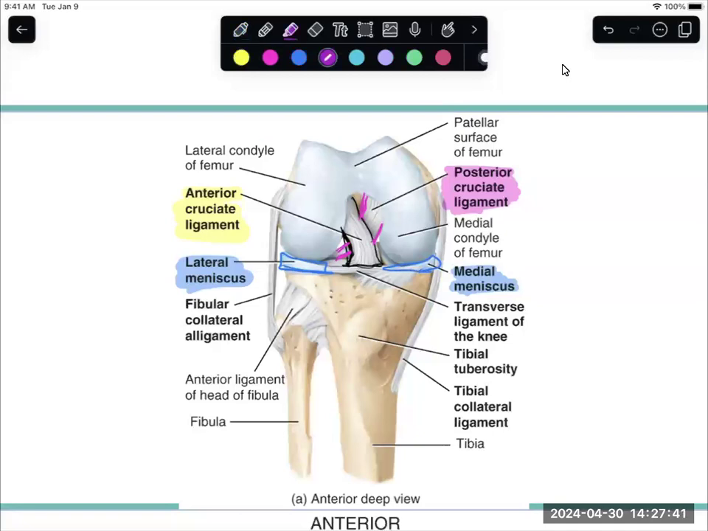Other things that we can see here, we have this fibular collateral ligament, also known as the lateral collateral ligament. Collateral means that it runs on the same side all the way down. So there's that fibular collateral ligament. And then we have our tibial collateral ligament or our medial collateral ligament, which runs along that medial or tibial side of that joint.